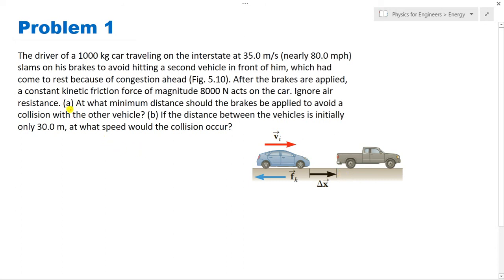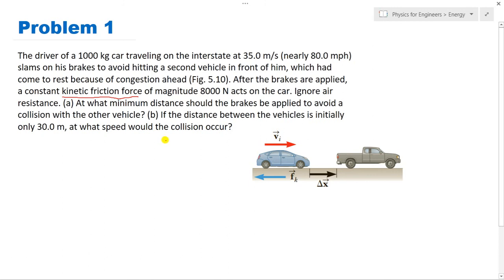After the brakes are applied, a constant kinetic friction, meaning we are in the actual condition because friction is experienced in our system, of magnitude 8,000 Newton acts on the car. Ignore air resistance. So we don't have any air resistance, we only have friction between the tires and the road. Then at what minimum distance should the brakes be applied to avoid collision with the other vehicle? So the unknown for letter A is delta x. For letter B, if the distance between the vehicles is initially only 30 meters, at what speed would a collision occur? So at letter B, worst case scenario, the collision speed means the blue car actually hits the gray car.